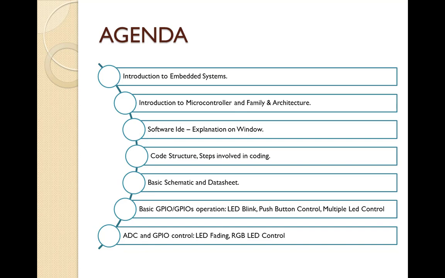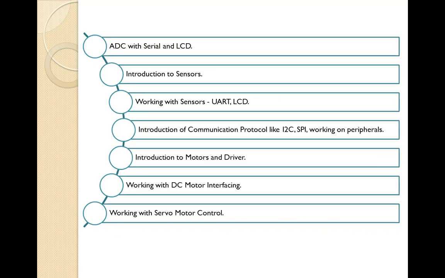Then we'll take up one of the peripherals, that is the ADC, the analog to digital converter. We'll be working on GPIO controls using the same ADC controlling, like LED fading, RGB LED controls, and many more things. Then with the same ADC, we'll be printing the value on UART, that is serial port communication, and the LCD will be displaying the ADC value there.